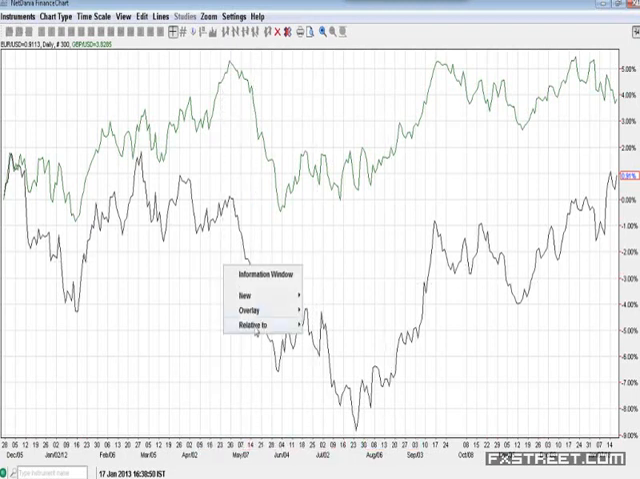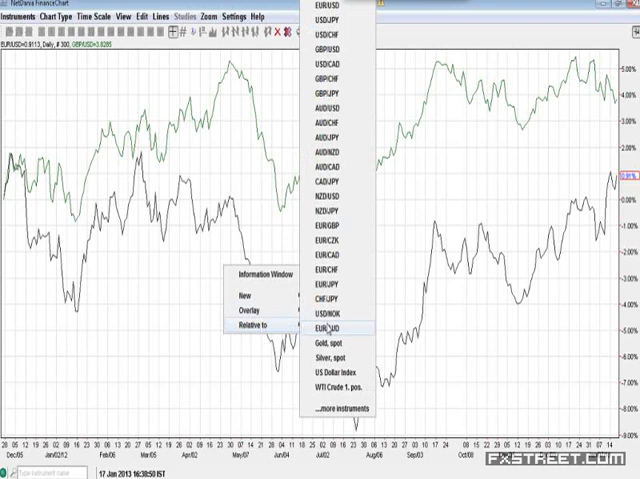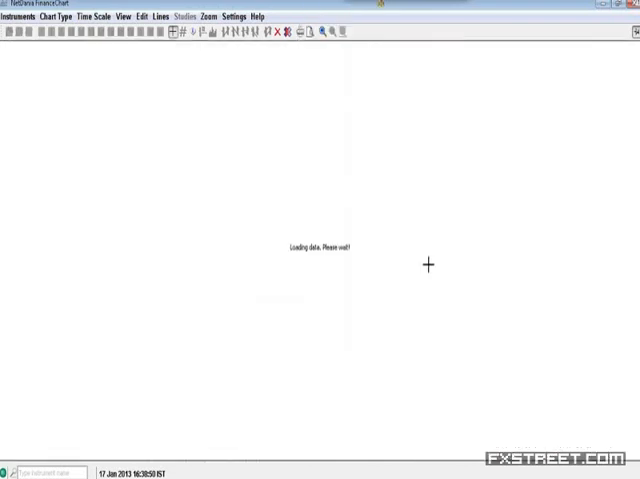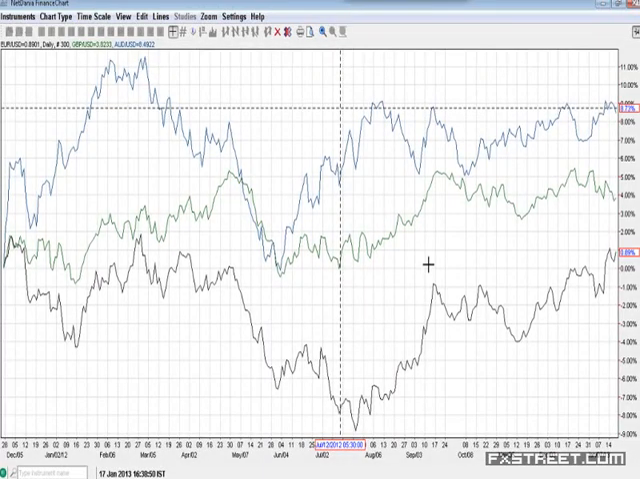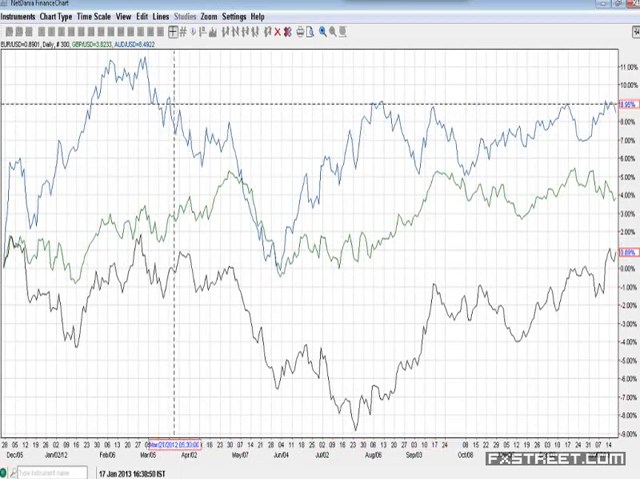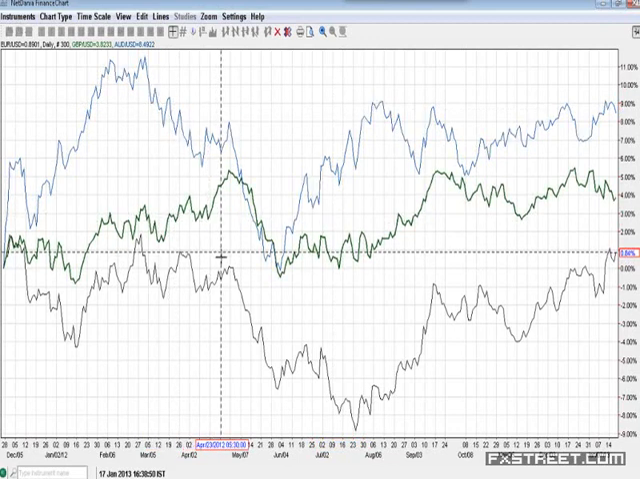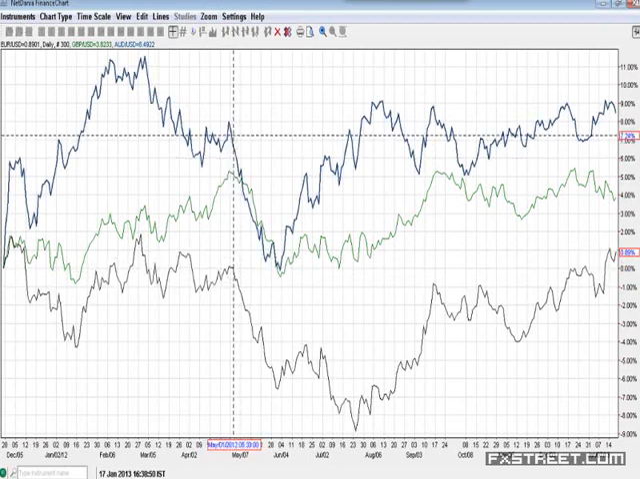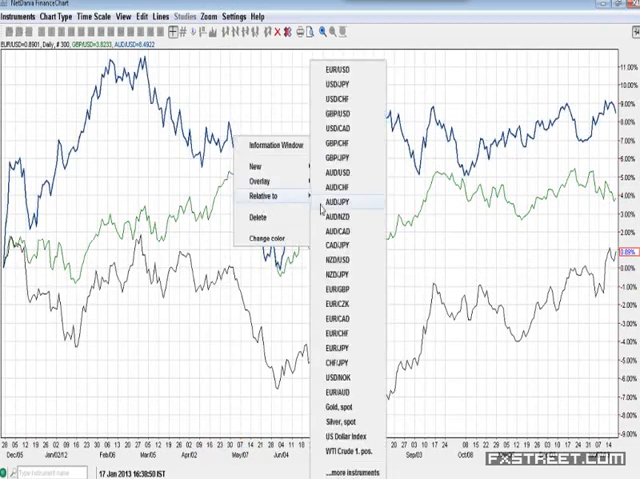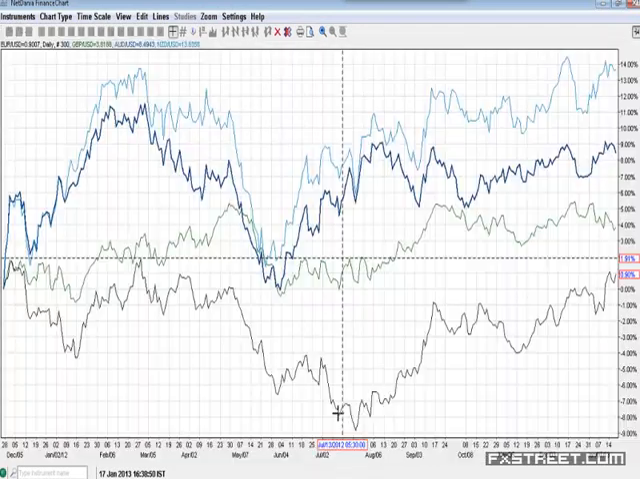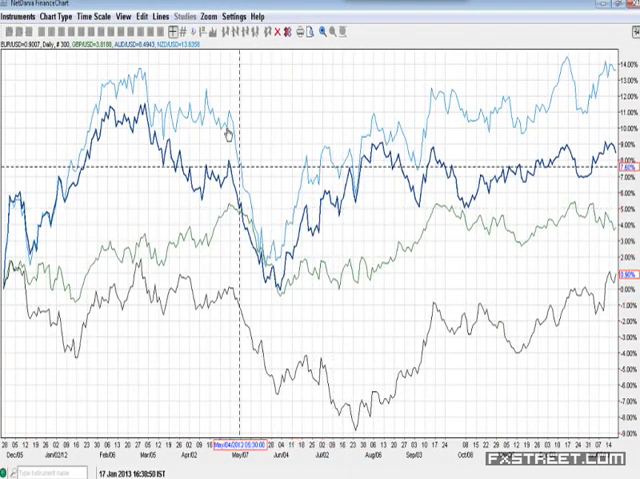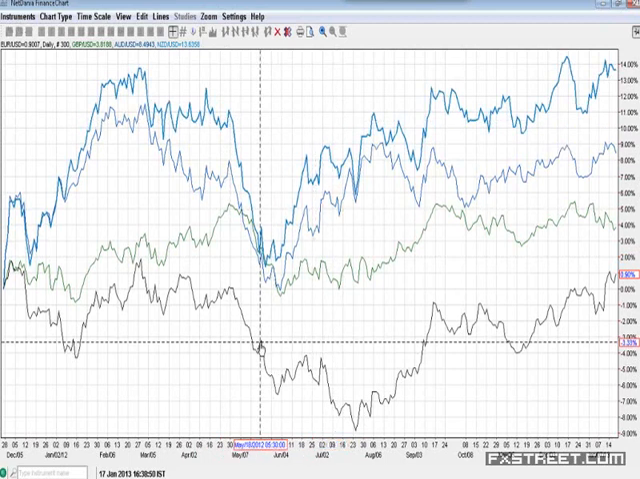Let's also do a correlation to the Aussie dollar. Once again, you can see here, of course, there are different colors. You may not be able to see the colors quite clearly, but the blue one is the Aussie, the green one is the GBP-USD, and the black is the Euro-USD. And let's do a correlation to the New Zealand dollar also, in a light blue color. As you can see, all of them generally move in tandem.